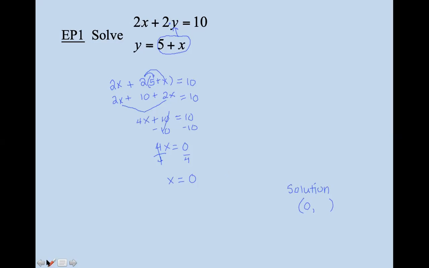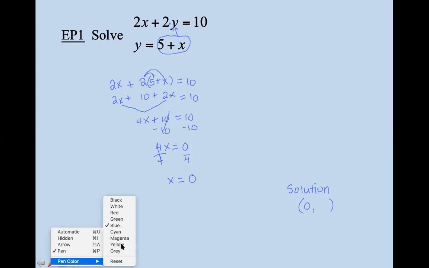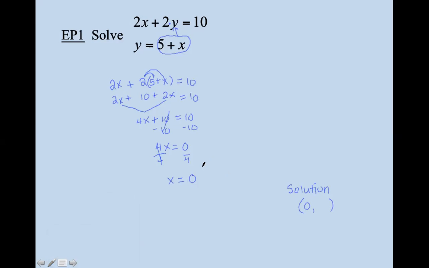All right, but what I can do, and I'm going to switch colors here, to find the y value, in this case, I know x is 0. So that means I can replace any x in the problem with 0. So I'm going to put it in right here where we had y all by itself. So that means that my y is going to be equal to, and instead of 5 plus x, I now know that x is equal to 0. So my y value is equal to 5 plus 0, or just 5. And I'm going to put that into my ordered pair.